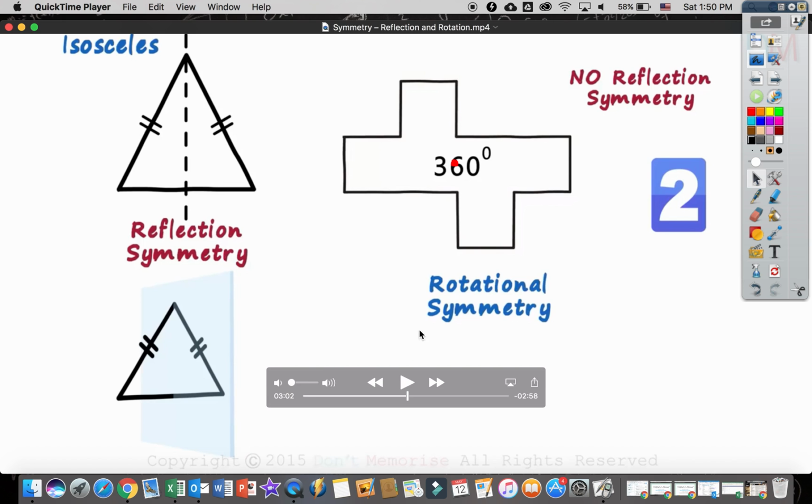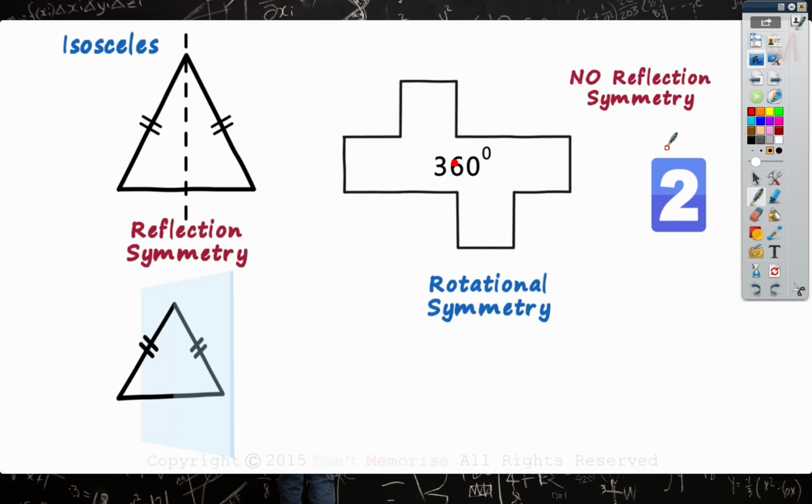So my order is 2. This number represents the order. Order is 2. Okay?